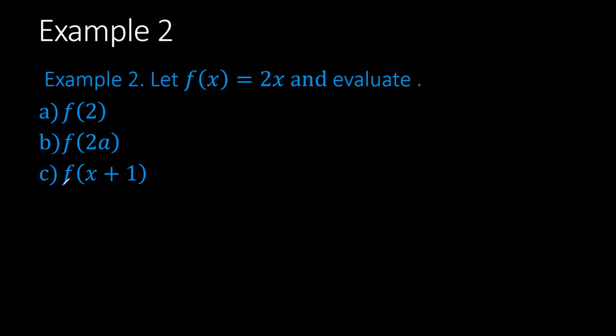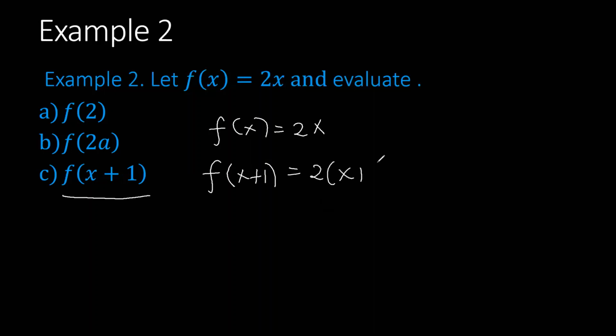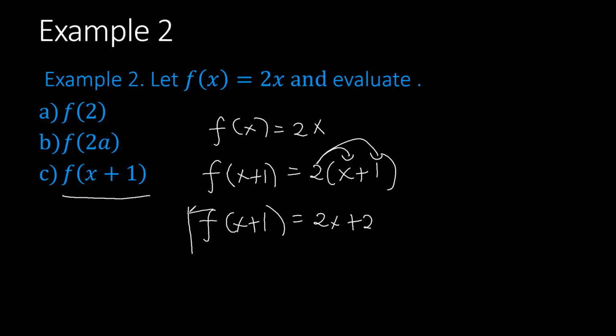So let's have letter C. So letter C, evaluate at x plus 1. So we have f of x is equal to 2x. So just substitute this to the variable x. So we have f of x plus 1. So we have 2 times x plus 1. So we have now f of x plus 1 is equal to distribute. So that is multiplication. 2 times x is 2x. Then 2 times 1 is 2. So this is now the value. So the idea here is just to substitute the value of x to the variable x and simplify.